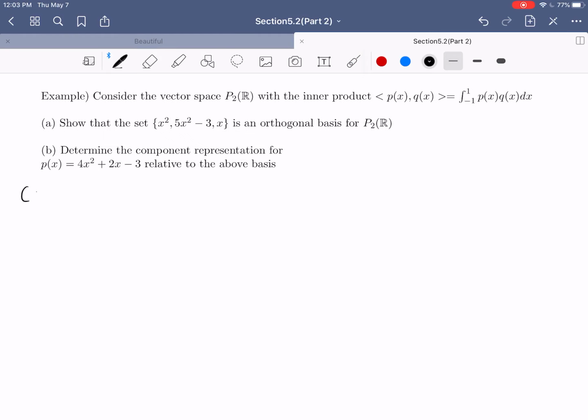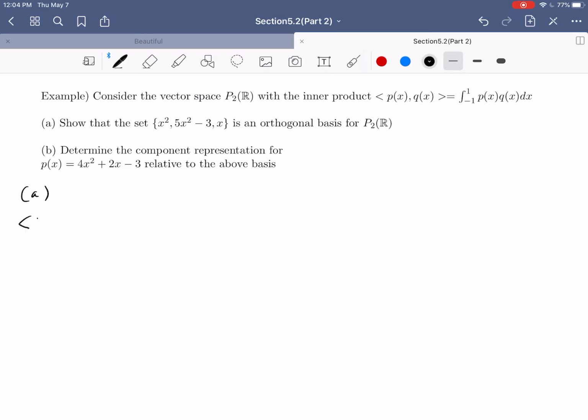To start off, we're going to do the same thing, right? The dimension of P2 of R is 3. We have 3 vectors here. All we really need to show is that these 3 vectors are orthogonal. That'll show that they're linearly independent. And since the number of vectors matches the dimension, that'll assure that it's a spanning set. It'll assure that it's an orthogonal basis.